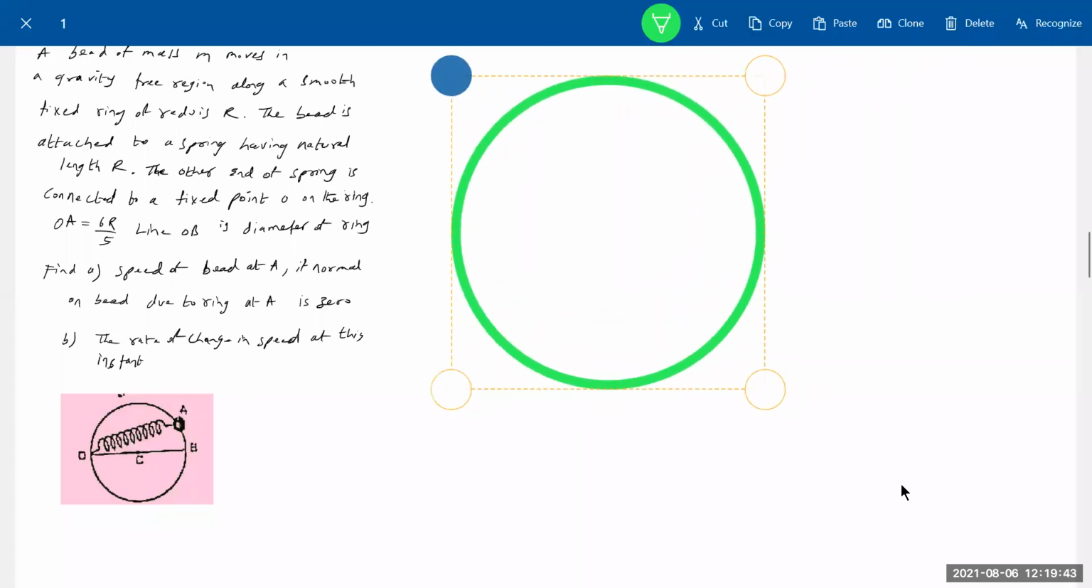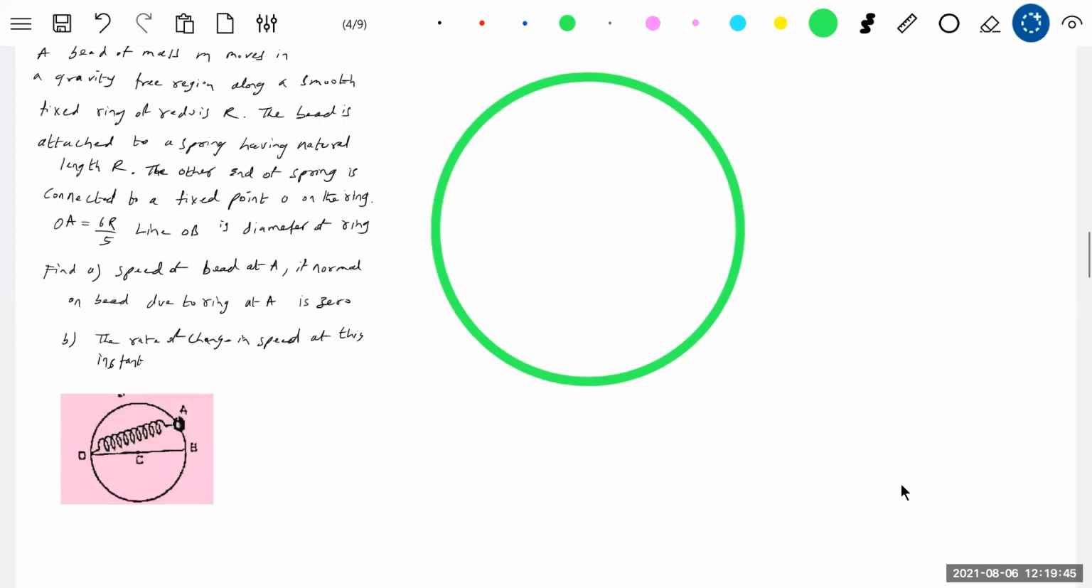I'll give some better diagram. Yeah, you can see this one. We have a diameter. Then we have a spring. One end of the spring is connected here. I'll just show only this one. And here is a bead.